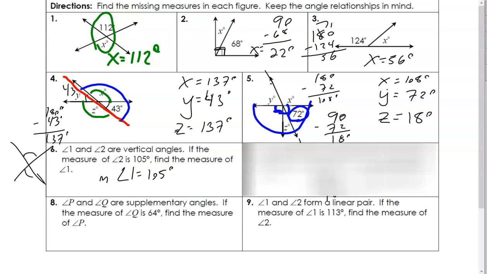Angle P and angle Q are supplementary. Now, if you remember, supplementary angles are 180 degrees. If the measure of angle Q is 64 degrees, find the measure of angle P. So we take our 180 minus 64, which gives me 116. So the measure of angle P equals 116.